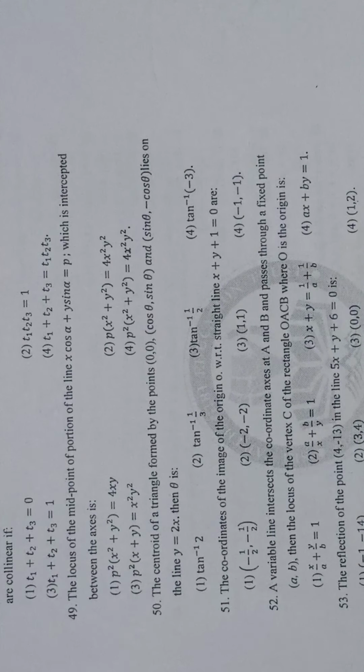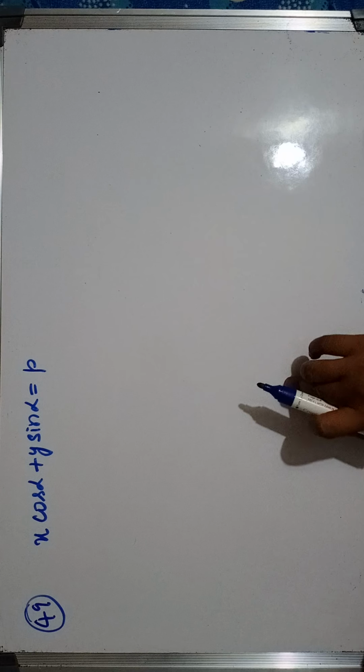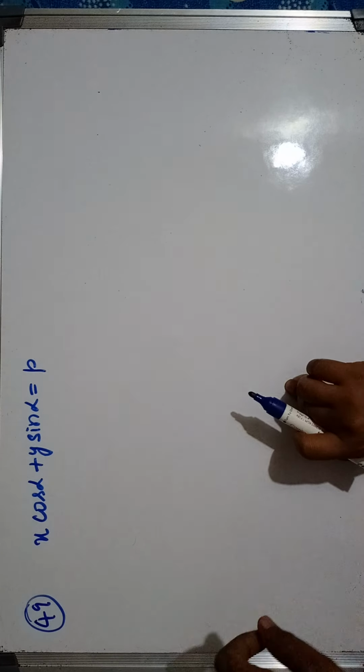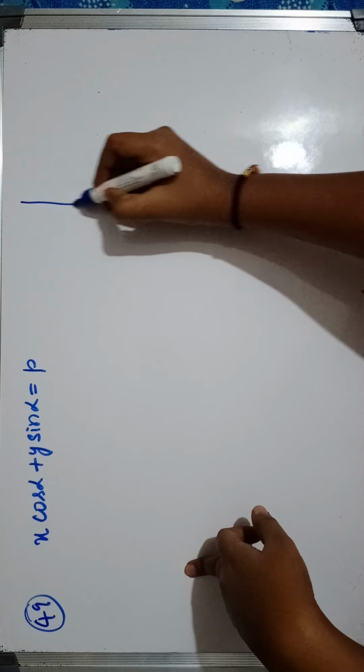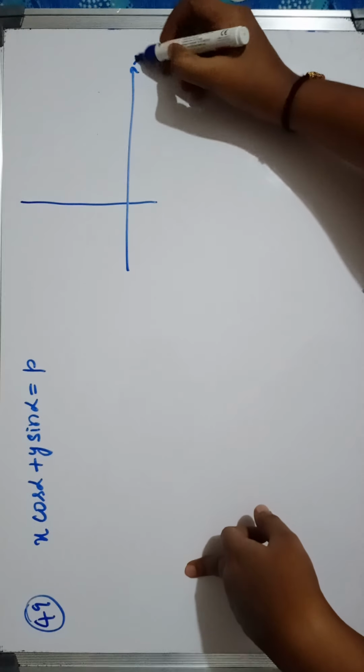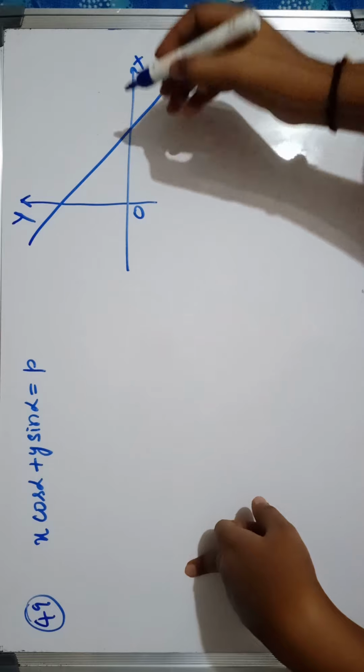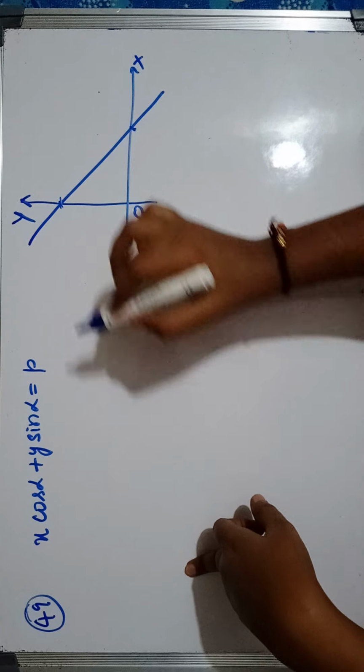Okay, so very simple problem. Let us solve this. Okay, see, this is the given equation of a straight line which intercepts with the coordinate axes. Okay, so look here. First of all, we need to find out the points at which this line meets the x-axis and y-axis.